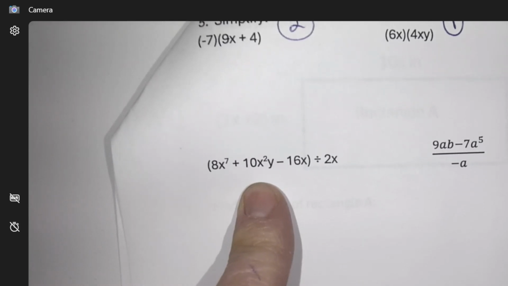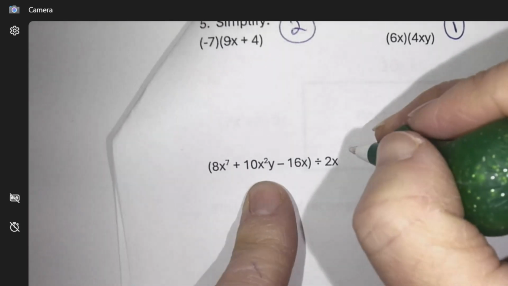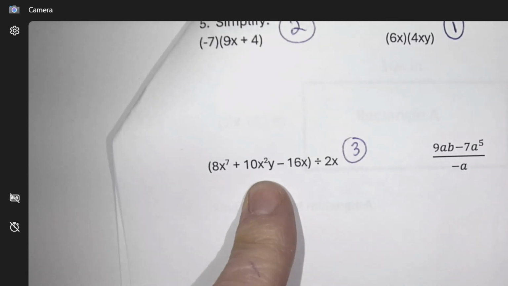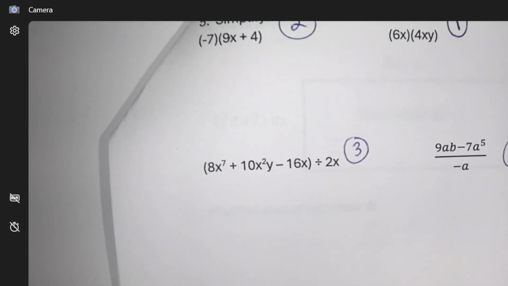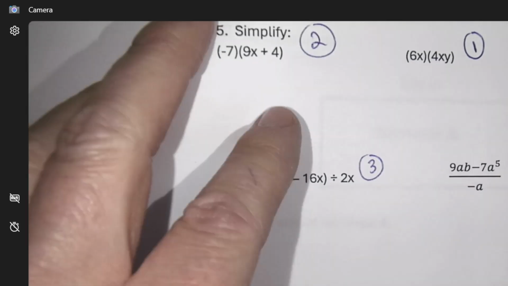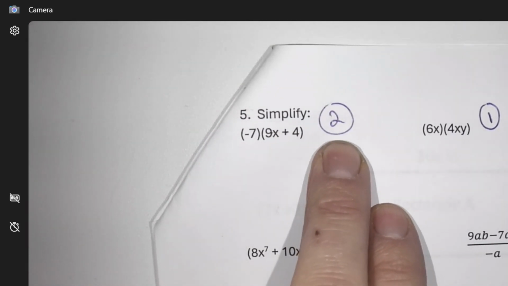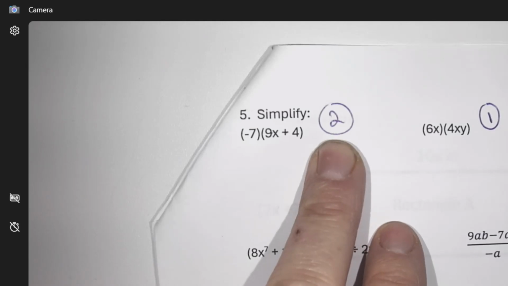Trinomial divided by monomial? 3. Binomial divided by monomial? 2. Monomial? 1. Okay. So on these ones where there's 2 terms, I need to see a distribution.